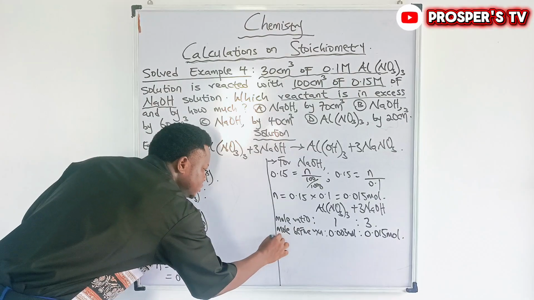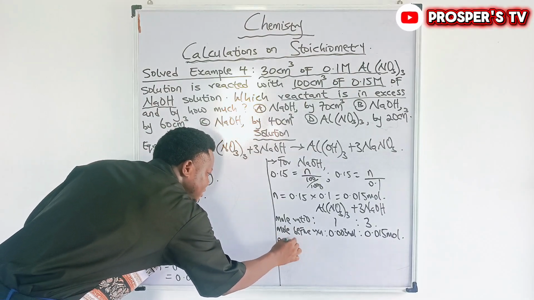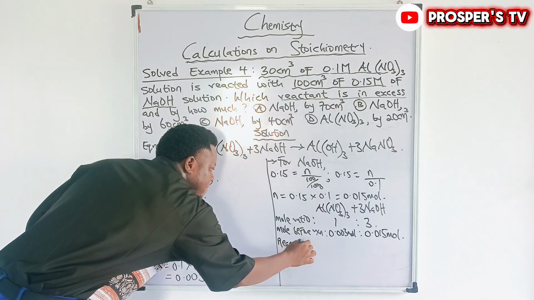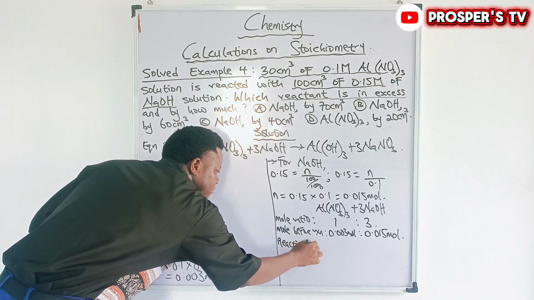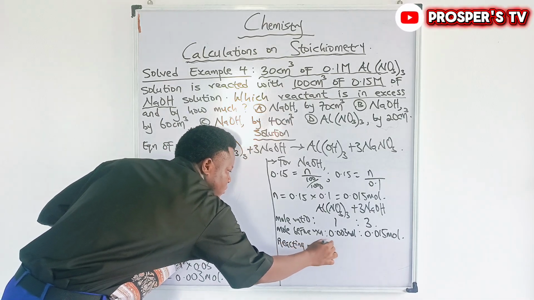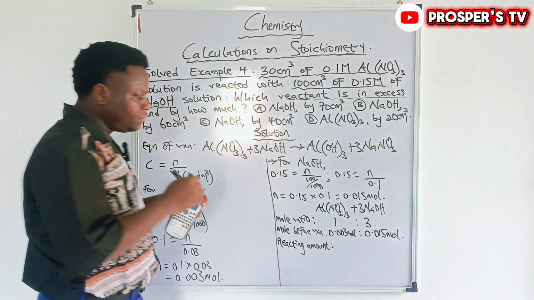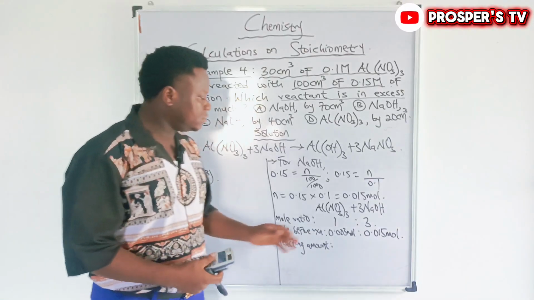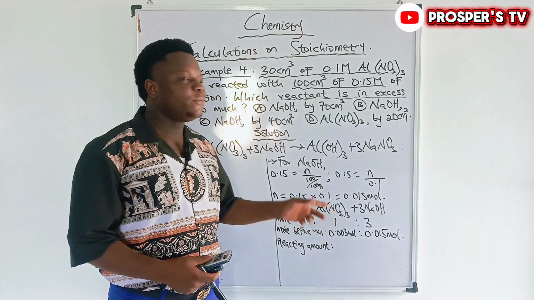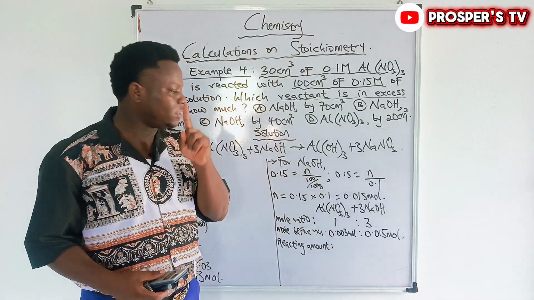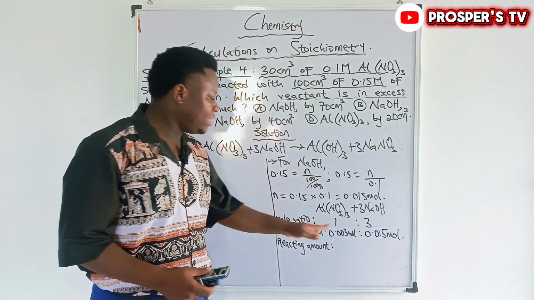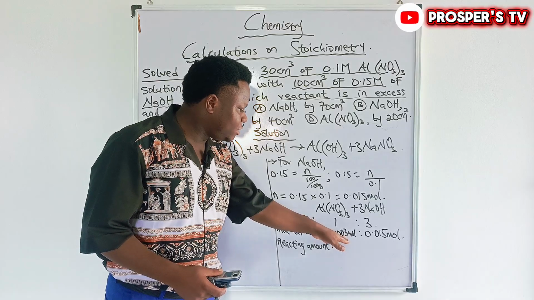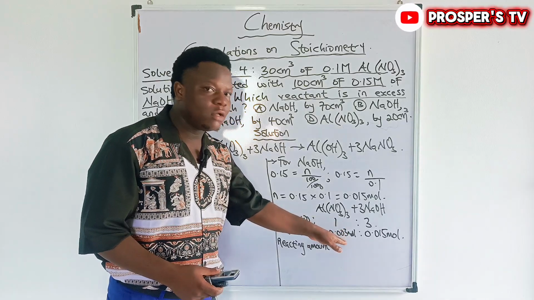Now, the next thing you do, you write reacting amount or reacting mole. Now, if you look at the mole ratio, you will discover how to know your limiting reagent. At this stage, simply press this number divided by 1. Of course, it will give you this number.